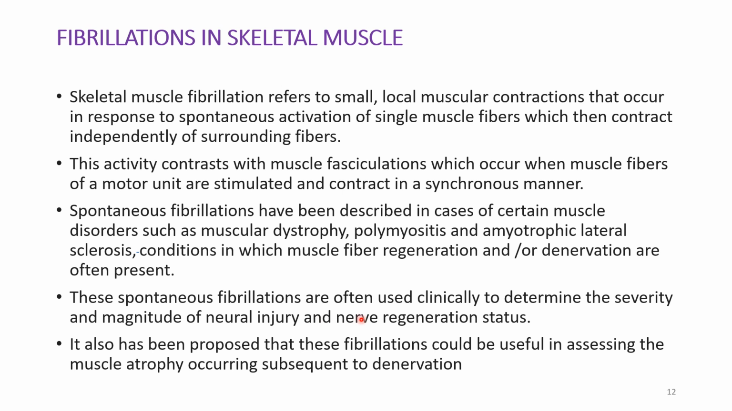These spontaneous fibrillations are often used clinically to determine the severity and magnitude of the neural injury and nerve regeneration status. It also has been proposed that these fibrillations could be useful in assessing the muscle atrophy occurring subsequent to denervation. So in all these stages, we can use whether fibrillations are present or not, and we can assess some clinical conditions.